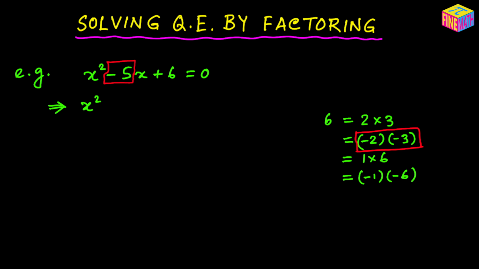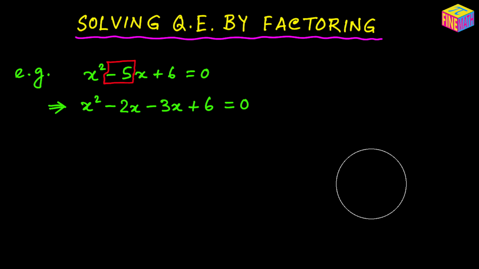Okay, so let's try that. Now I'm going to split the negative 5 into two pieces. One piece will be negative 2 times x, and a negative 3 times x, plus 6, that's our original positive 6, and all of this equals 0, right? Now let me erase this portion.